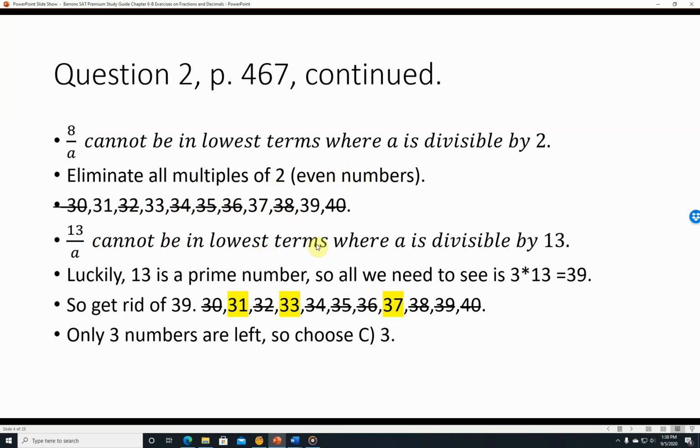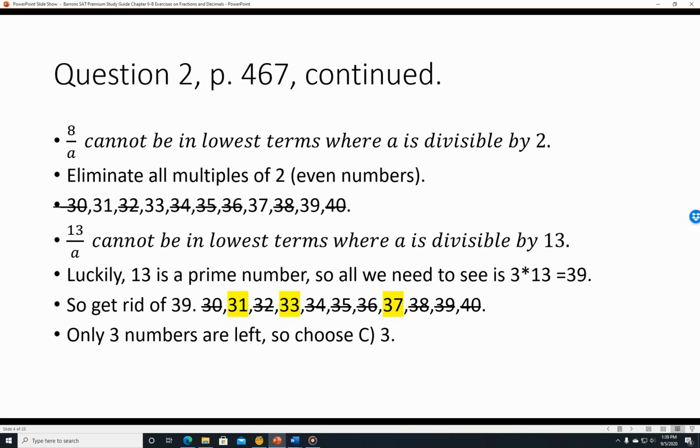13 over A cannot be in lowest terms where A is divisible by 13. So you might be thinking, gee John, I don't know, what is a multiple of 13 that falls within 30 and 40, if anything? Well, 13 times 2, that's pretty easy, that's 26. Well, you can add another 13 to that to get 13 times 3. Well, 26 plus 13 is 39.